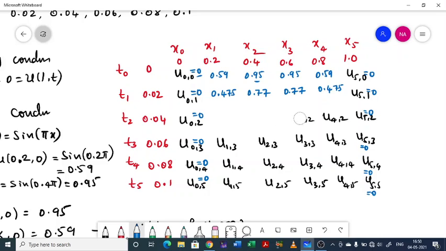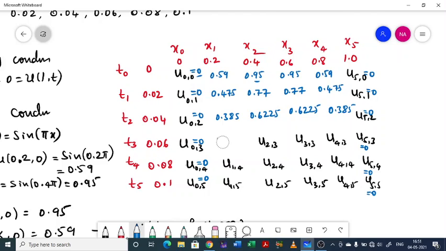Third row. So for third row, 0.77 plus 0 by 2, it is 0.385. 0.475 plus 0.77 by 2, it is 0.6225. Again 0.6225. Again average of these two, 0.385. So that completes third row.